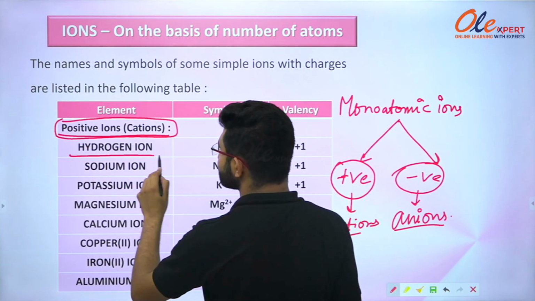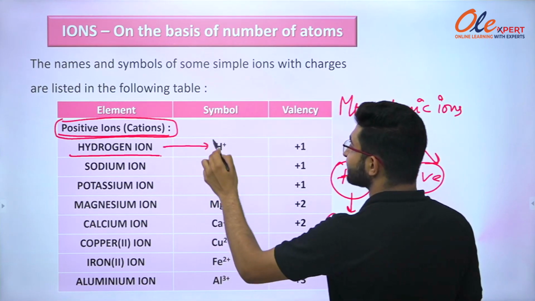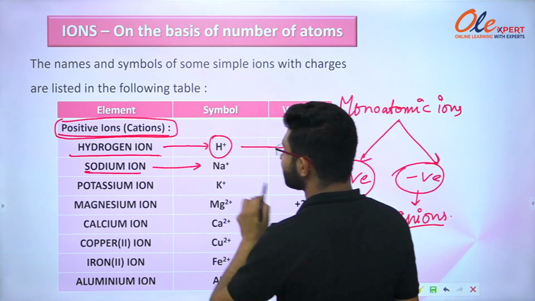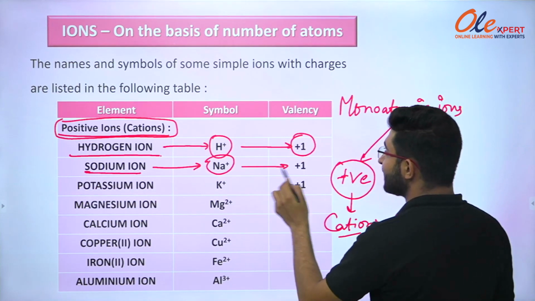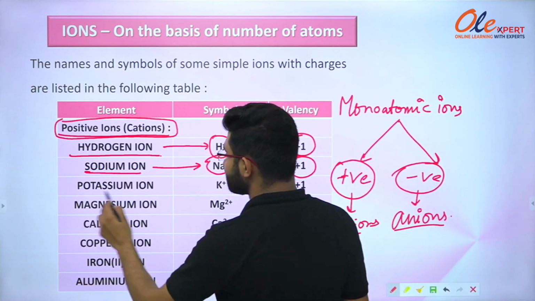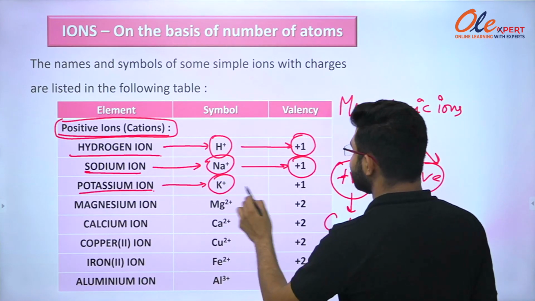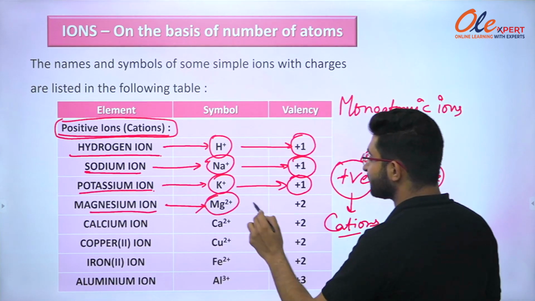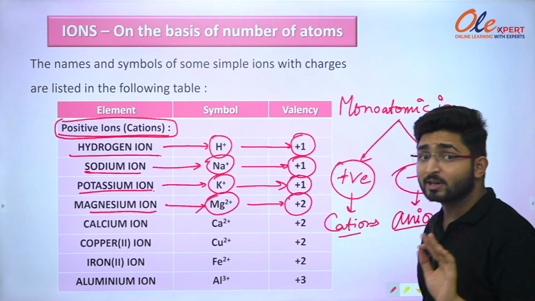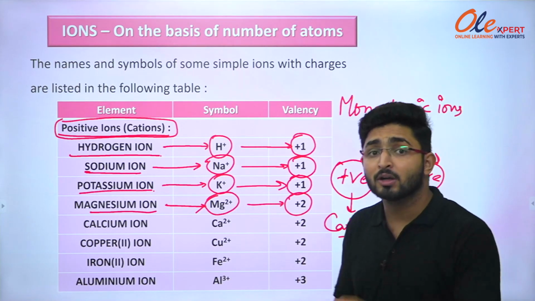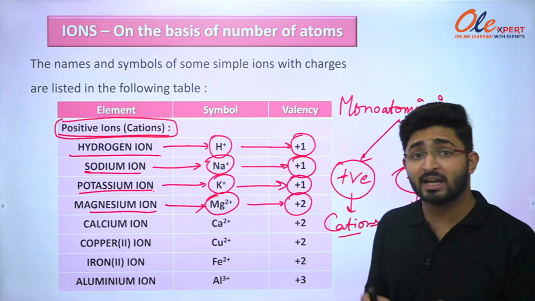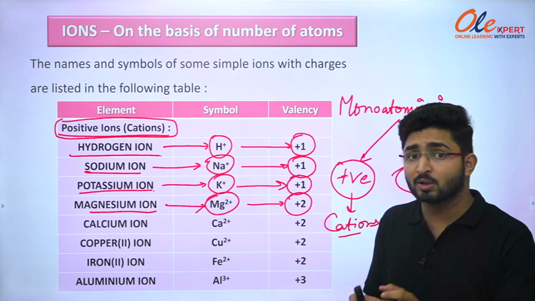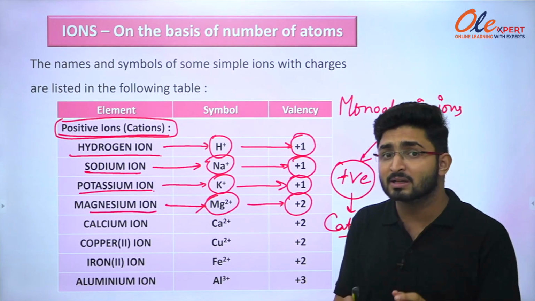Now you can see that in this table positive ions, that is cations, are given. The first one is the hydrogen ion. Its symbol is H+ and its valency is +1. Sodium's ion is represented by the symbol Na+, its valency is +1. Potassium ion's symbol is K+ and its valency is +1. Magnesium ion's symbol is Mg2+ and its valency is +2. Firstly understand that you should know the valencies of each and every element. Then you can state the particular ion. Otherwise, it's not possible to state the ion of any particular element without the valency.